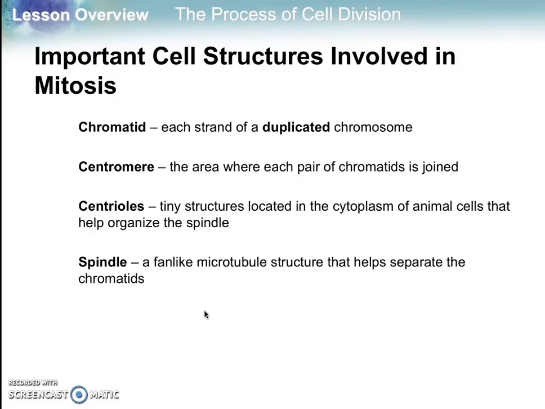So here are some important structures that we need to be familiar with. A chromatid is each strand of a duplicated chromosome. So half of a duplicated chromosome is a chromatid. The centromere is the central area where the chromatids are joined. It is also referred to as the waist of the chromosome. The centrioles are the tiny little structures located in the cytoplasm of the cells that help organize the spindle. And the spindle is a fan-like microtubule structure that helps separate the chromatids.